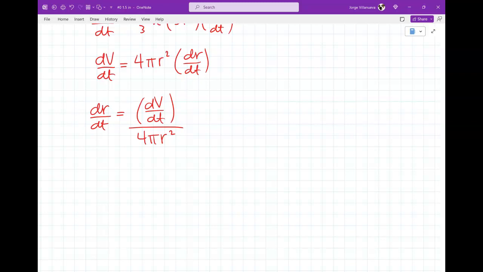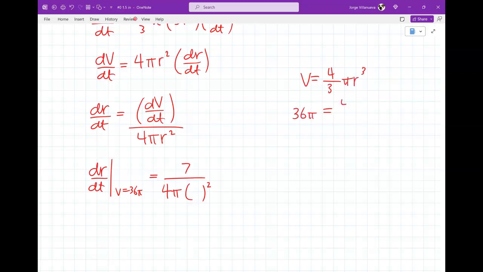Now, they told me to figure out this rate, dr/dt, when volume is 36 pi. So dr/dt when volume is 36 pi is equal to, they told me dV/dt was 7, over 4 pi, but then I get into this little problem here. I don't know what r is. They never told me, but they did tell me something. They said volume is 36 pi. I know the volume formula, so volume equals 4/3 pi r cubed, and they said volume is 36 pi.